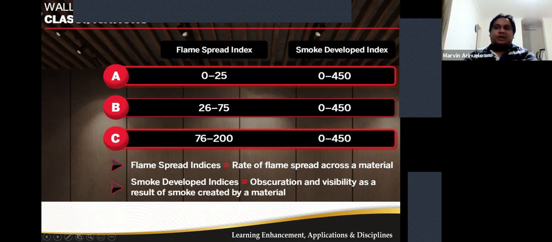The smoke level will depend on both time and rate of smoke production, and a material that has a low smoke developed index will be able to maintain visibility in the egress path for a longer period of time than a material with a high smoke developed index. Of course, low obscuration of light means higher visibility, and lower visibility means the smoke developed index is high. Okay.